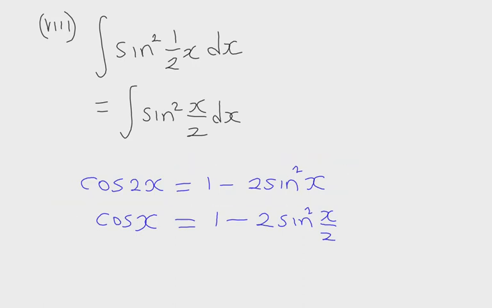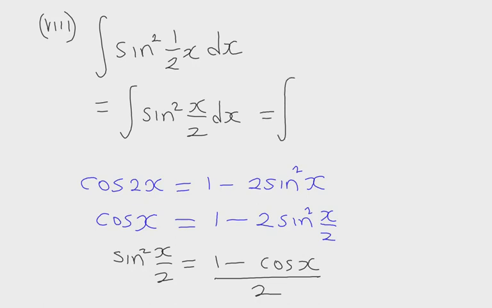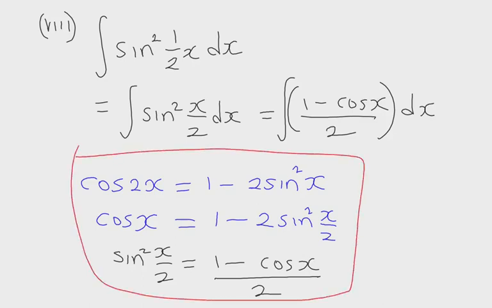So now from there, let's solve for the formula. We have sine square x over 3 is equal to 1 minus cos x divided by 2. This will now be the integral. Instead of writing sine square x over 2, we will now have 1 minus cos x divided by 2 dx, and then we will now have our answer from here.